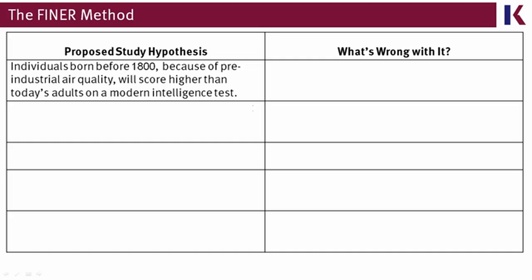Well, the hypothesis isn't quite feasible. It's the same issue as an experiment with a sample size of 1. You don't have a time machine. We can't know if people born before 1800 would score higher on a modern intelligence test because none of them took modern intelligence tests, because modern intelligence tests didn't exist when they were alive. It's just impossible. We can't design this experiment, even though it might be an interesting question.